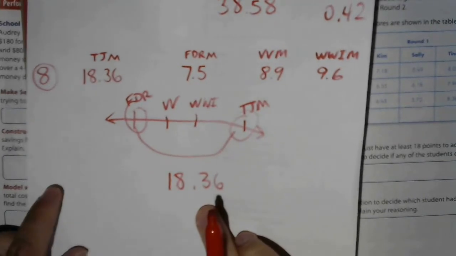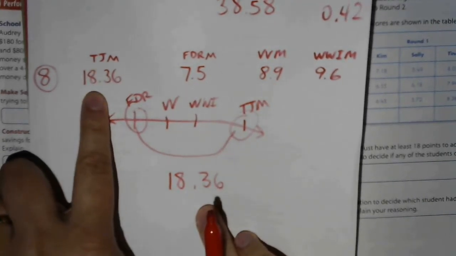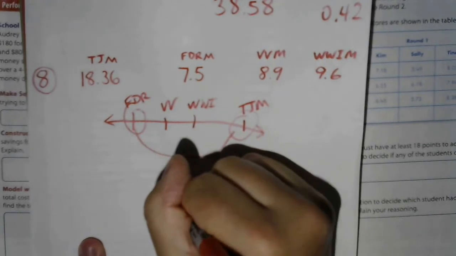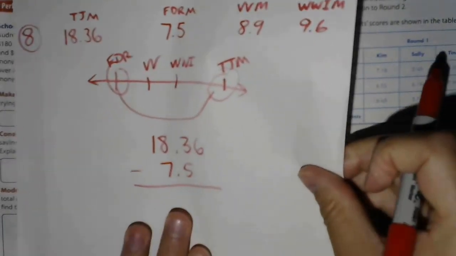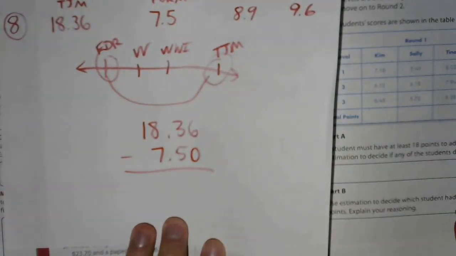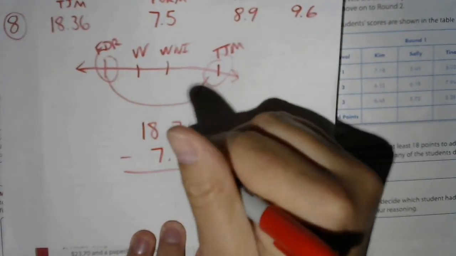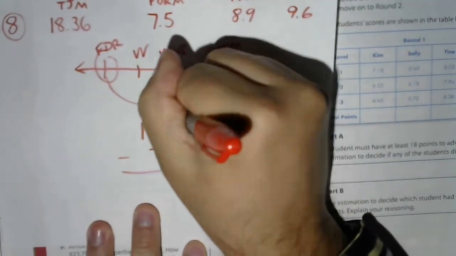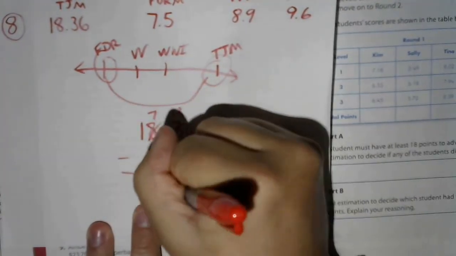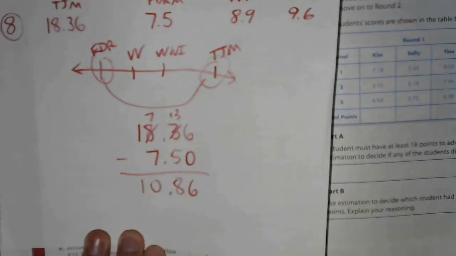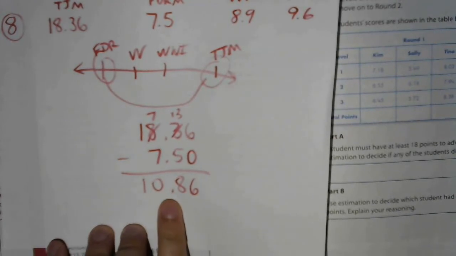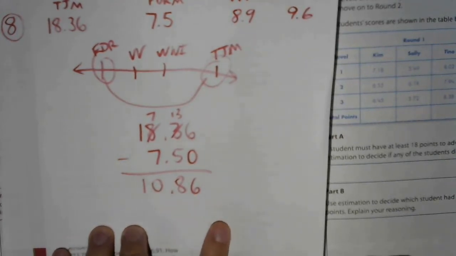So we have 18 and 36 hundredths, that's Thomas Jefferson. I'm going to take away the FDR, which is 7 and 5/10. Notice I lined up my decimals, and I want to make sure I add my 0 to make sure my place values are lined up. 6 minus 0 is 6. 3 minus 5, I'm going to have to borrow. That becomes 13 minus 5, which is 8. 7 minus 7 is 0. And 1 minus nothing is 1. So the difference is really 10 and 86 hundredths acres. It's a pretty big difference between those, and so we can explain that here on number 8.